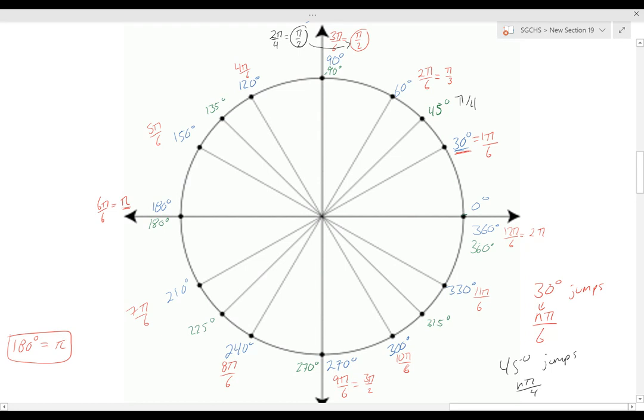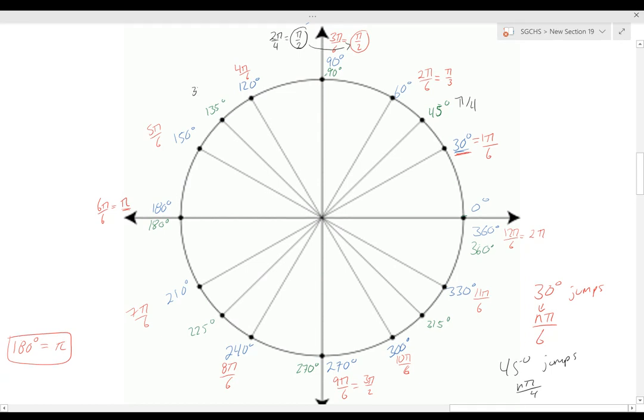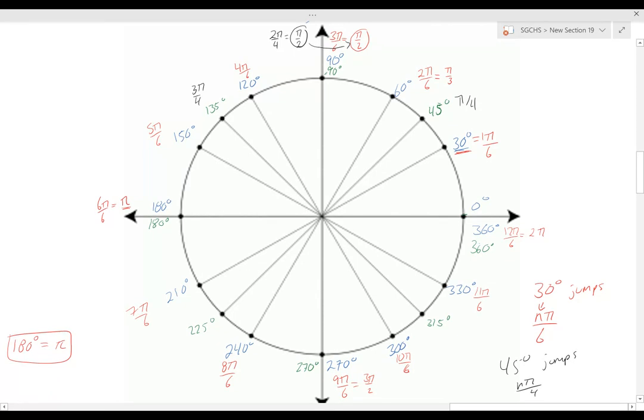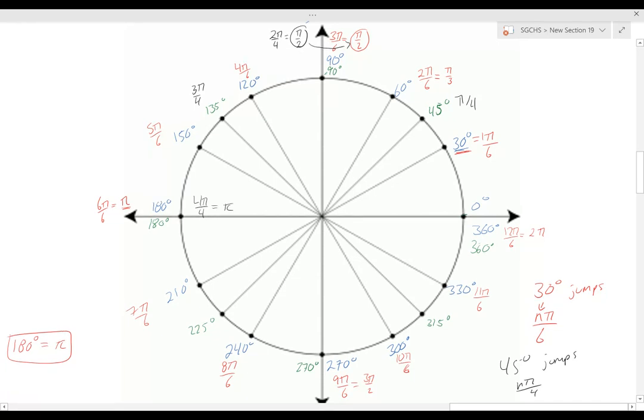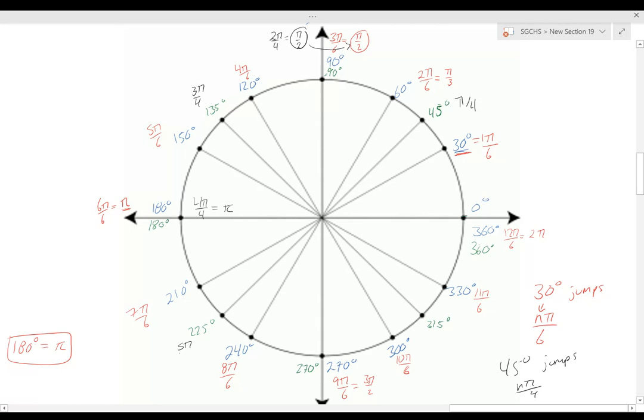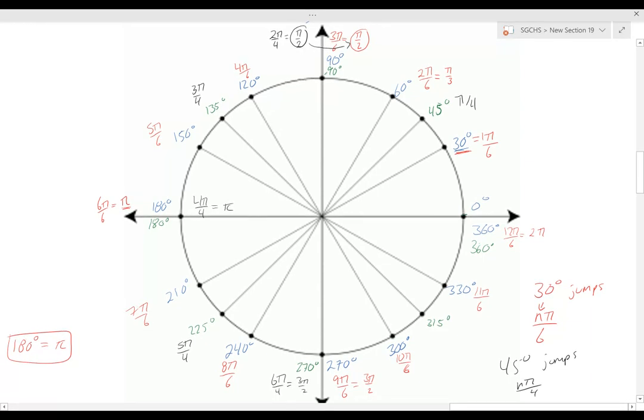So we're at 2 pi over 4. Then we get to 3 pi over 4. Then we're at 4 pi over 4, and recognize 4 pi over 4 also just equals pi. So things are working out here. Now we're at 5 pi over 4. Then we get to 6 pi over 4, and if you simplify this, hopefully you recognize this is also 3 pi over 2. Then we're at 7 pi over 4.